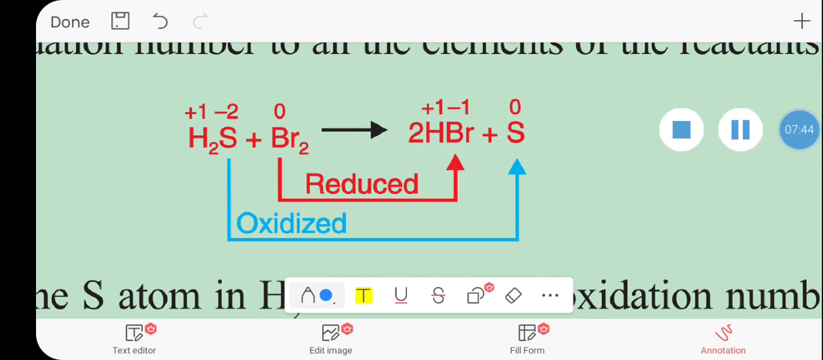The oxidation number of hydrogen in the reactant side is +1 and also in the product side +1. So bromine is reduced from 0 to -1, while sulfur is oxidized from -2 to 0.